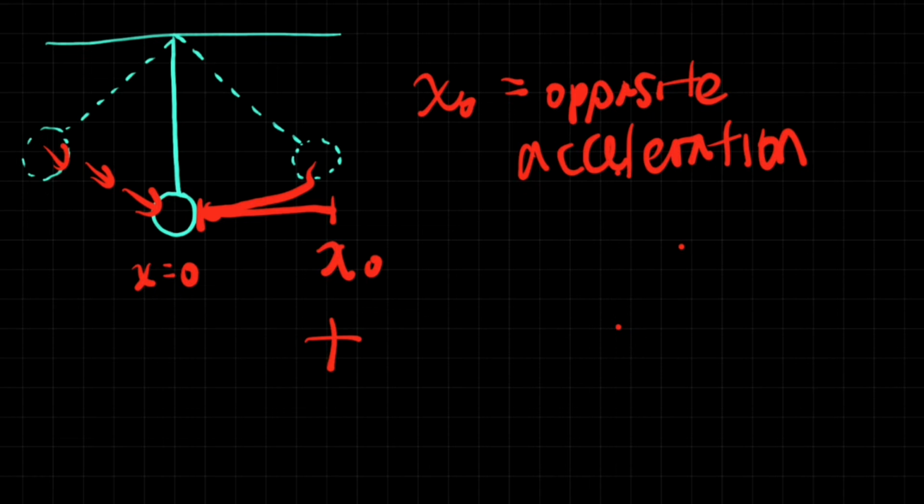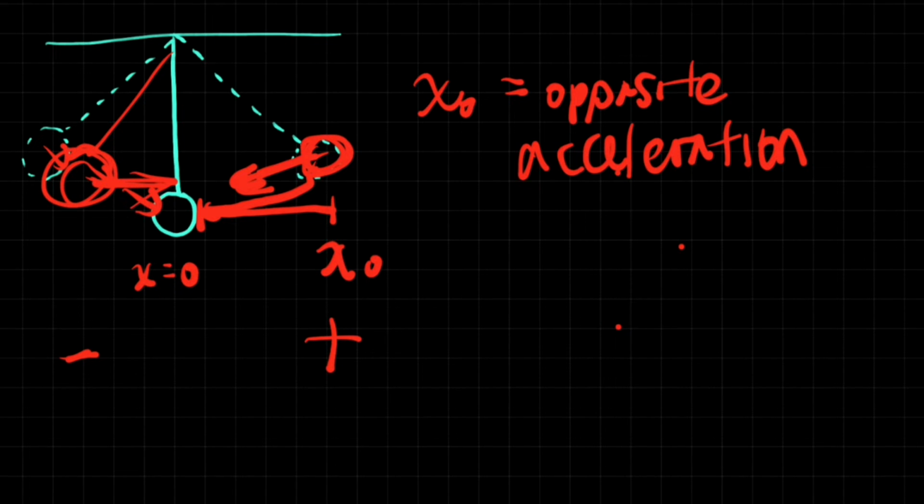Let's say this is a positive and this is negative. Let's say that the displacement is somewhere positive here. Then that means that the acceleration is going to be towards the negative side. Let's say the displacement is at a negative part. Then the acceleration is going to be toward the positive side.